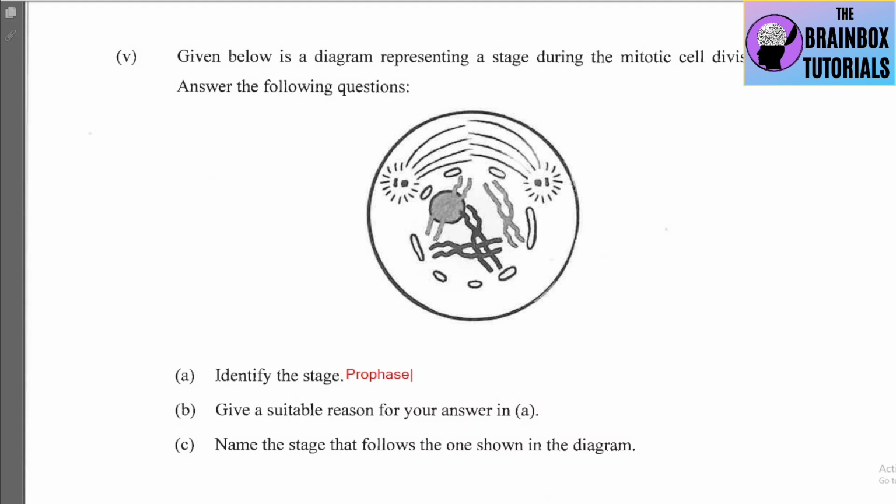Spindle fibers have started forming. Chromosomes have become distinct. There are many reasons you can write. So here it is written only one reason. Give a suitable reason. So we will write centrioles are moving apart and reach opposite poles. Now next part C is name the stage that follows the one shown in the diagram, that is after prophase. So after prophase will be metaphase.